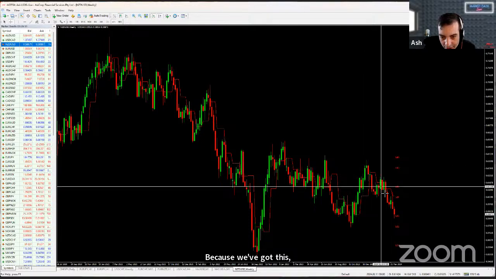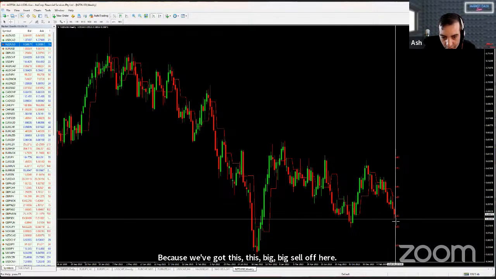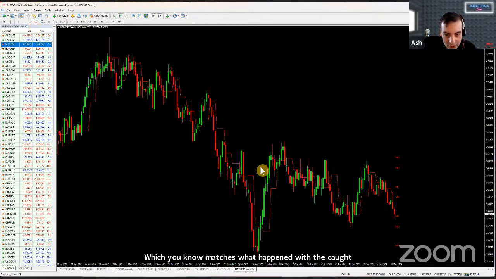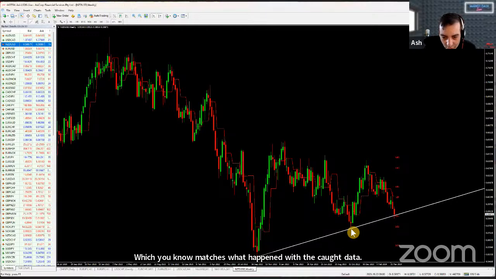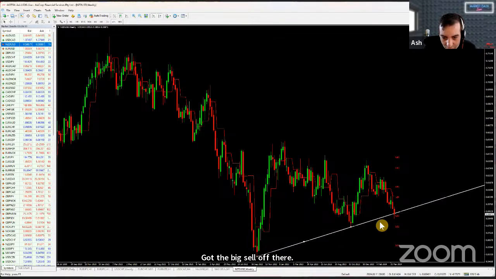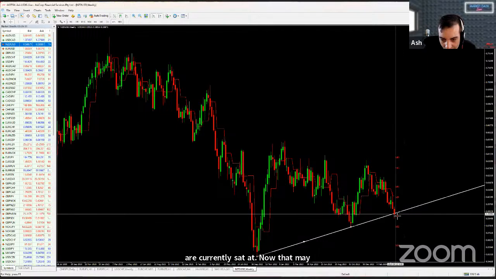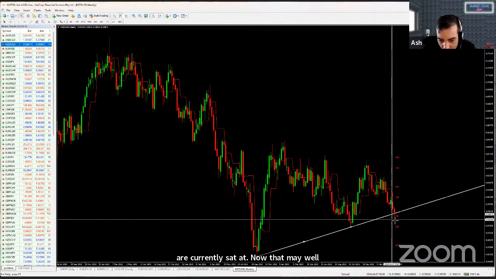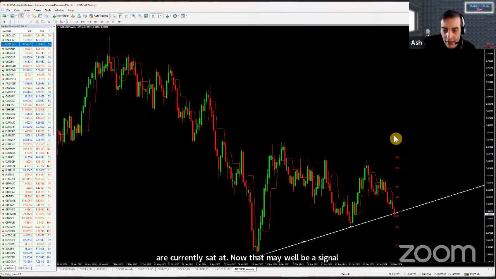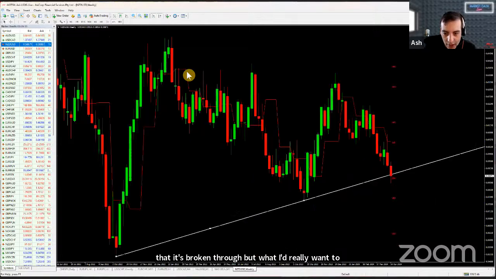Which matches what happened with the COT data. Got the big sell-off there, but this is the point we are currently sat at. Now that may well be a signal that it's broken through. But what I'd really want to see here, and what would generate some upside, because it's possible that the COT data, as I say, has troughed and it's started to buy back up again.